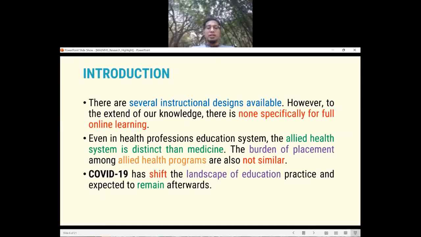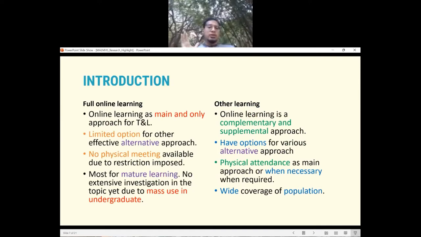COVID-19 really has shifted our landscape of education, but we believe this practice, because it is available now, will remain afterward. Full online learning is a bit different from other online learning approaches, because full online learning makes online learning the main and only approach for teaching and learning. However, the other approaches can use online learning only as a complementary or supplemental approach. Because online learning is the main and only approach, there is limited option for alternative approaches. For example, during COVID-19, we could not do any physical face-to-face teaching, and we could not do any clinical placement during that time.